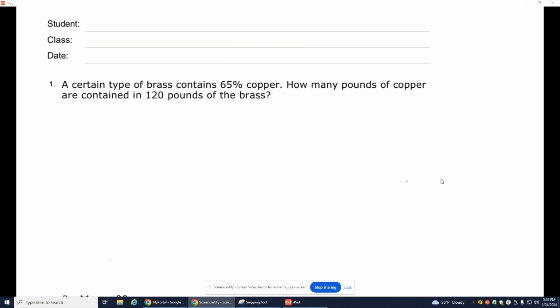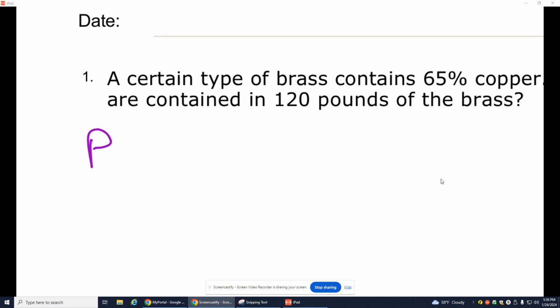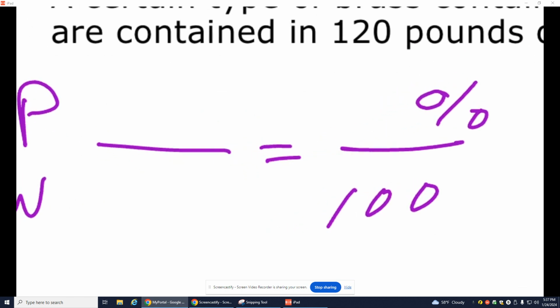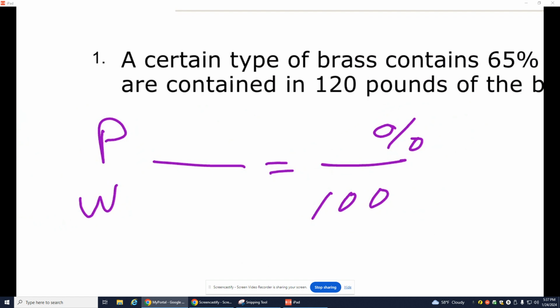All right, so when we're looking at this problem, remember we're going to be using the percent proportion. Just to remind you, we have part over whole equals percent over 100, right? Percent means per 100, and that's why we're going to have our percent over 100 every time. If you have the whole amount, that's 100%, so that's why it goes on the bottom as well with the 100.